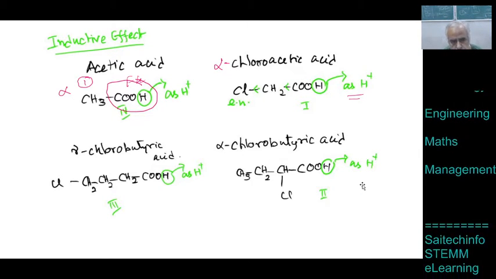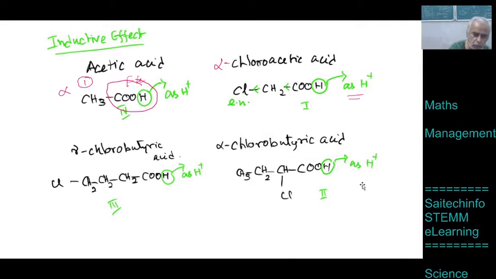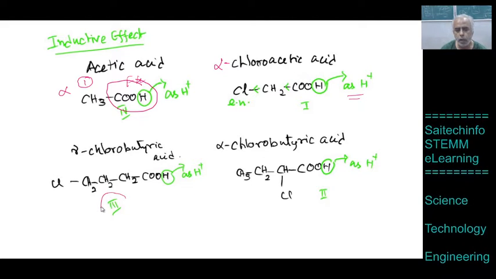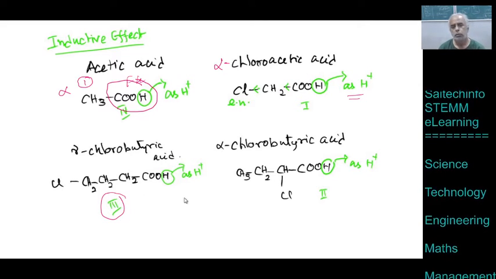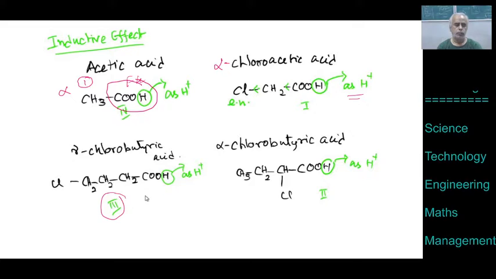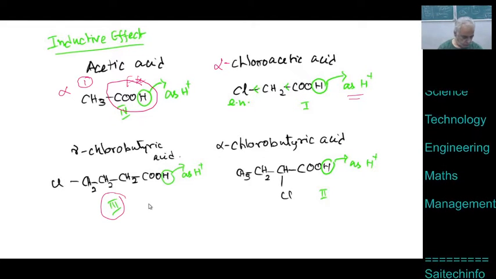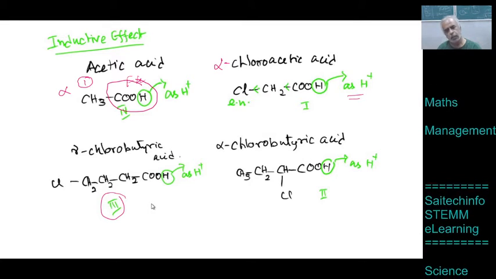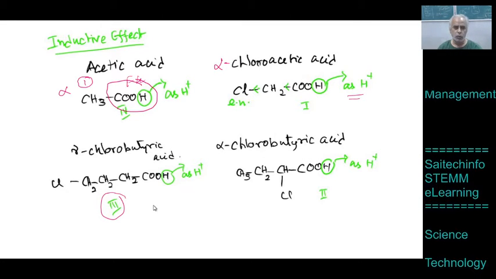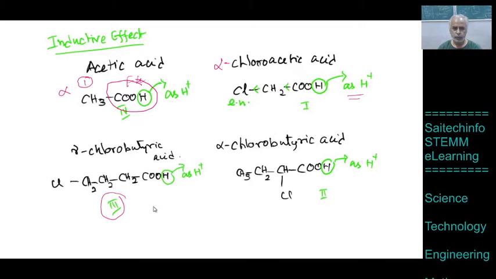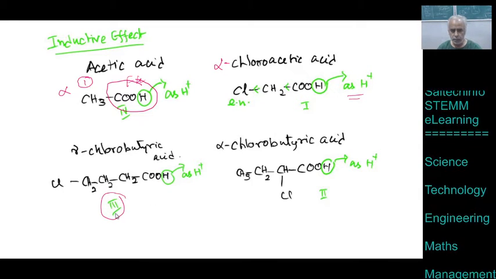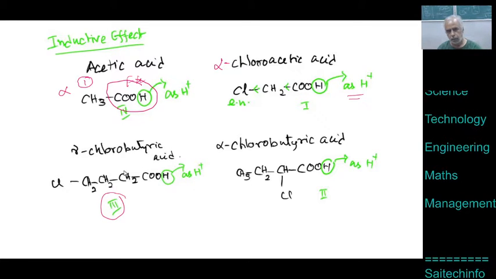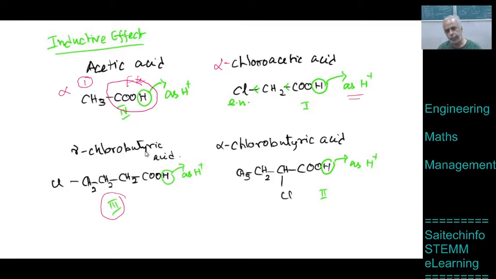In the case of the third compound, what is the name of the third compound? Third compound. So this is a live session. If you don't answer, it will be a monologue only. What is the third compound name? The name of the third compound? Chlorobutyric acid. Gamma chlorobutyric acid.